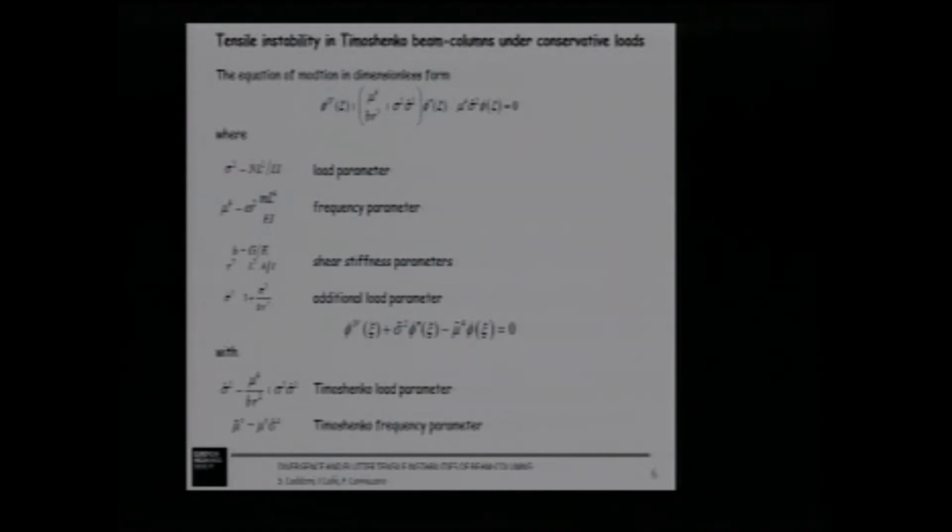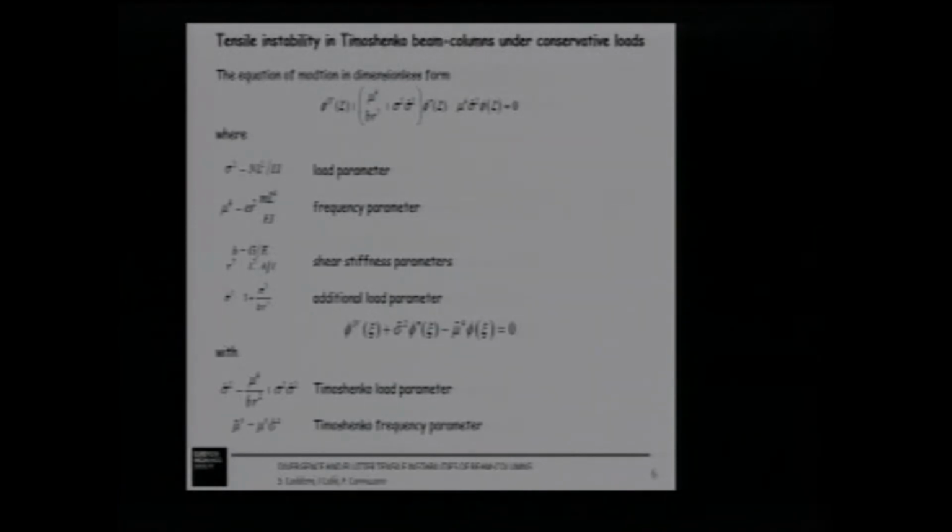Well, the first model we have considered is the Timoshenko uniform beam column. And this is the equation of motion in the dimensionless form, in which we introduce the load parameter, the frequency parameter, the shear stiffness parameters in terms of mechanical properties and geometric properties, and an additional load parameter.